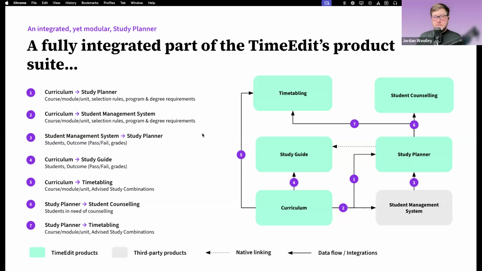Now, there's a bit of a journey that we feel this goes through, and I think aligns quite closely to the framework, obviously outside of the requirements specifically there. The journey is that we bring in from a curriculum system, whether it's ours or another, courses, modules, and so on. We bring in the rules, we bring in programs and degree requirements, and this informs the structure that a student will be provided with in our study planning tool. We also bring in some of the similar information alongside student information from the student management system.